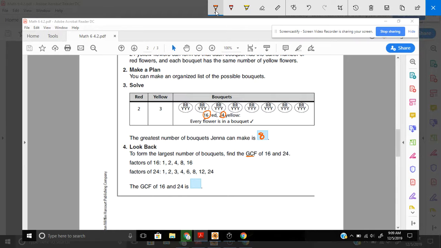Let's just double check to make sure that's right. Factors of 16: 1 times 16, 2 times 8, and 4 times 4. Notice how they just listed 4 once. Factors of 24: 1 times 24, 2 times 12, 3 times 8, and 6 times 4. So the greatest number that they have in common is 8. This is just a nice diagram helping you visualize how this problem is set up. On the check it out section, you'll have to do something like this.